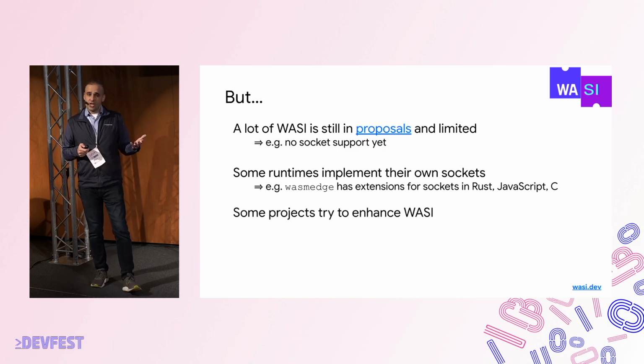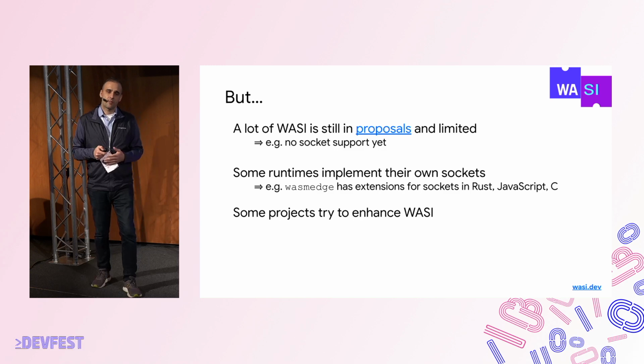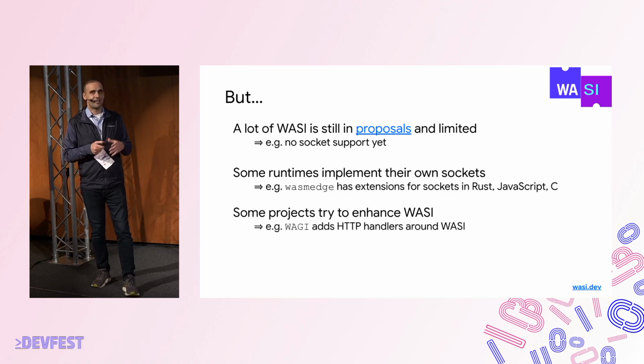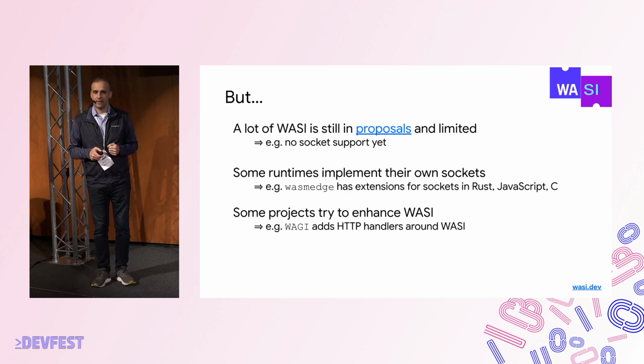Then there are some projects that try to enhance WASI. One of them is called WAGI. By the way, in WebAssembly, everything is like WASI, WAGI, WASIX, so it's all like that. But what WAGI tries to do is add HTTP handlers around your WebAssembly modules. So your module doesn't understand HTTP, but WAGI tries to kind of bring HTTP to your modules, and I'll show you an example of that later.